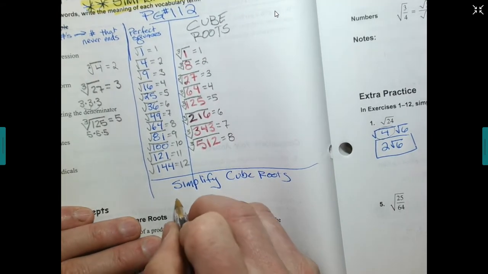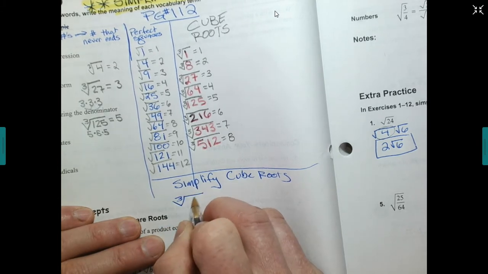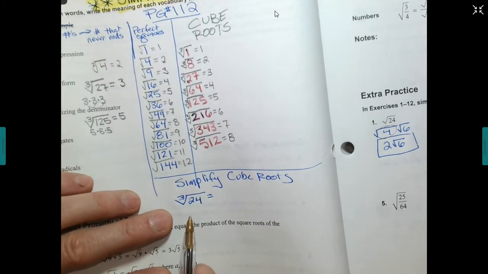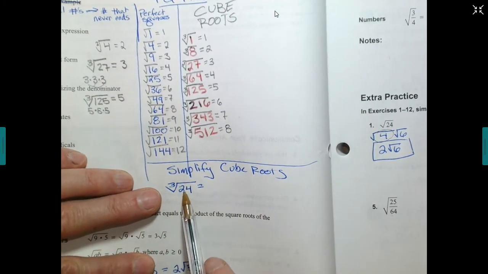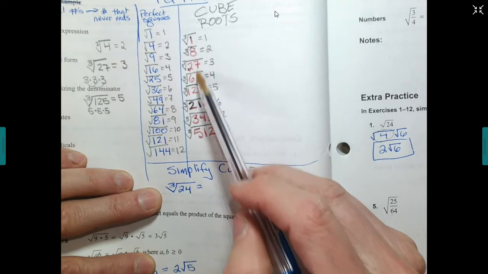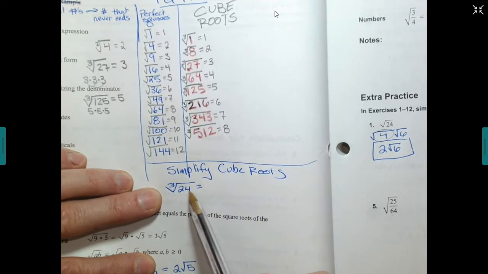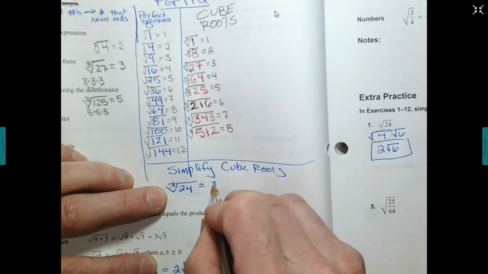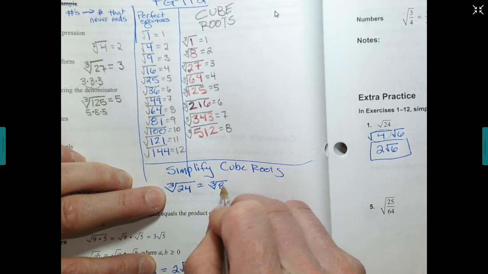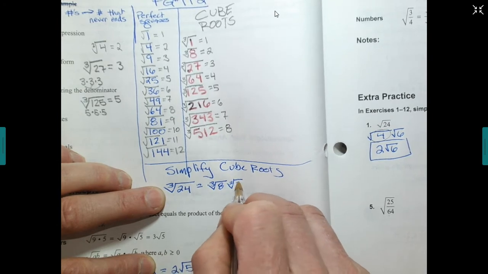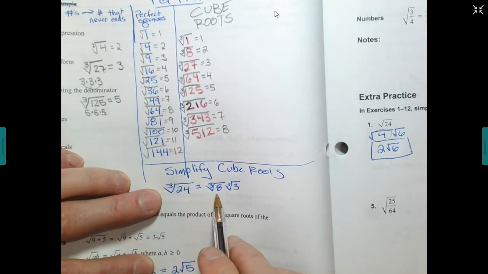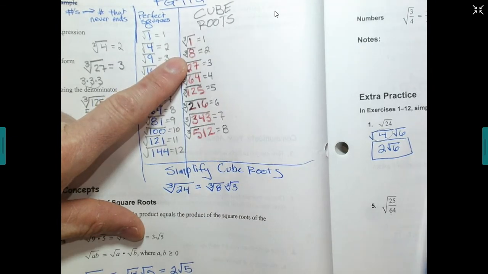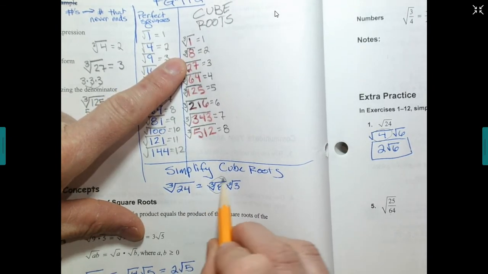So let's say I have the cube root of 24. So what I'm doing is I'm trying to find a multiple of 24 that's in here. Oh, look at that. I could do 3 times 8. So this equals the cube root of 8 times the cube root of 3, right? Because 3 times 8 is 24. And I know that the cube root of 8 is 2. So this becomes a 2.